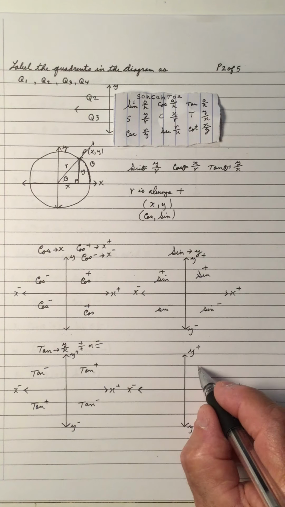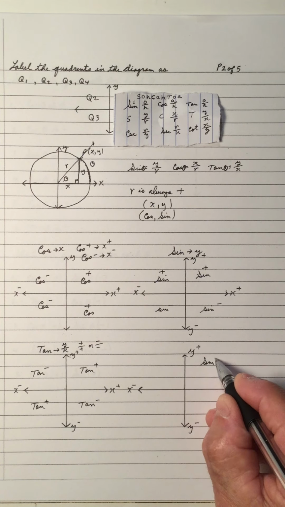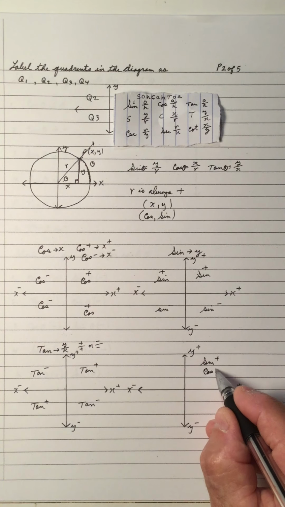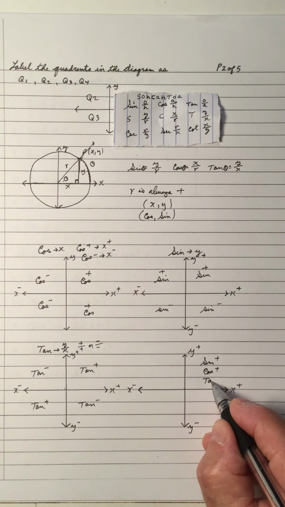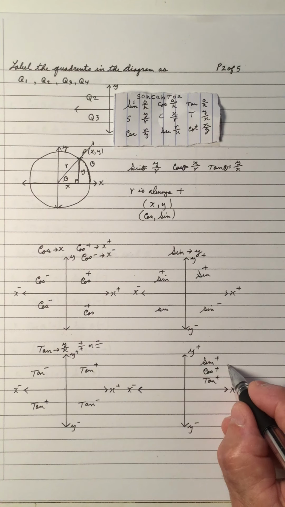So notice that in this quadrant, sine is positive, cos is positive, and tan is positive. They're all positive in this quadrant. Notice all of them.